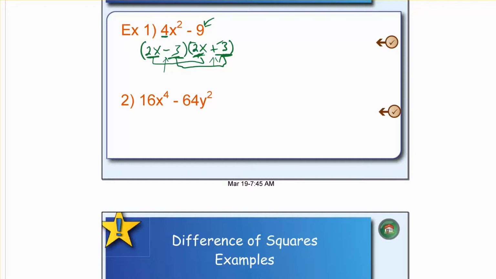Okay, so probably the easiest way to do this one is going to be to factor out what we can. So take a common factor out of both of these.